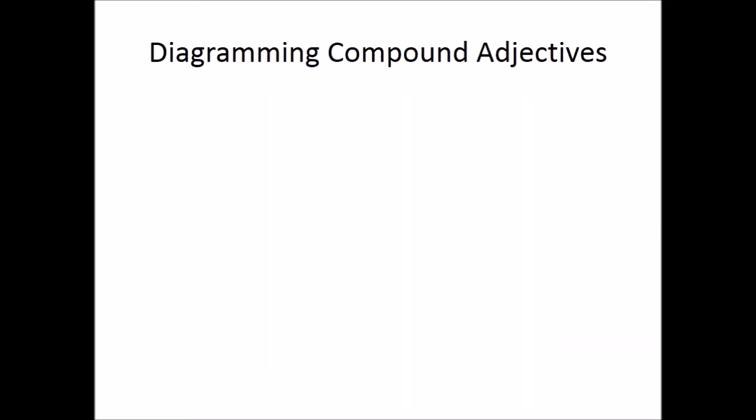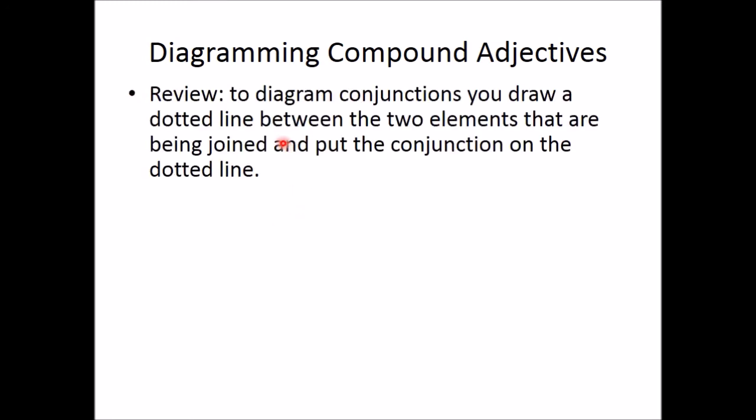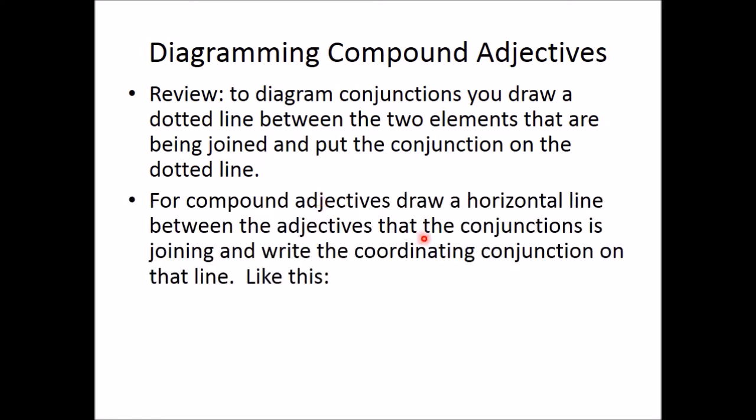All right, so diagramming compound adjectives. This is not going to be too drastically different from what you already learned with subjects, verbs, and direct objects, but this is how it looks when you're diagramming a compound adjective. You know that to diagram conjunctions, you draw a dotted line between the 2 elements that are being joined, and you put the conjunction on the dotted line. You know that from the last lesson. So for compound adjectives, the dotted line is going to be horizontal this time. It's going to be flat, because you know adjectives are diagrammed on slanted lines off of the noun that they modify. So the dotted line that the conjunction is going to go on will be flat between them.